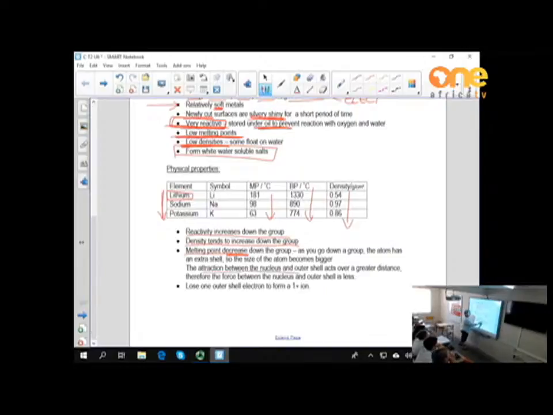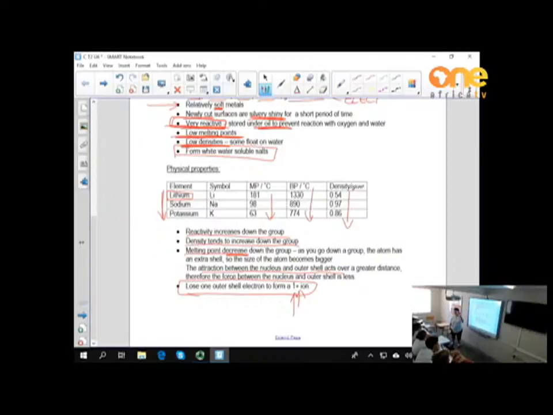The attraction between the nucleus and the outer shells acts over a greater distance, therefore the force is going to be less. All of them lose one outer shell electron to form a +1 ion. Now when we look at bonding, previously we've said that all the group 1 elements have one outer shell electron, and when it comes to bonding, if it's an ionic bond, metals tend to lose that electron. If they lose an electron, they become positive. Because they lose one electron, the charge is +1.